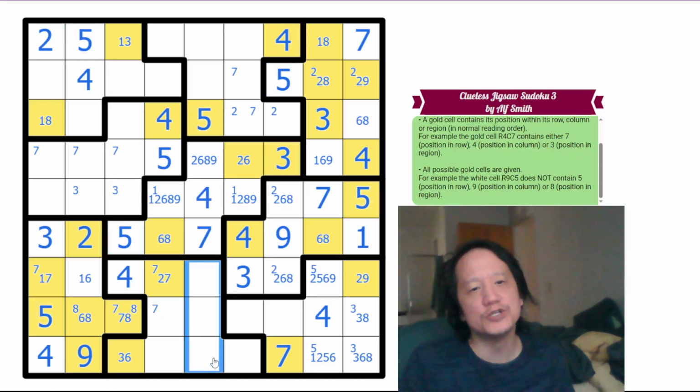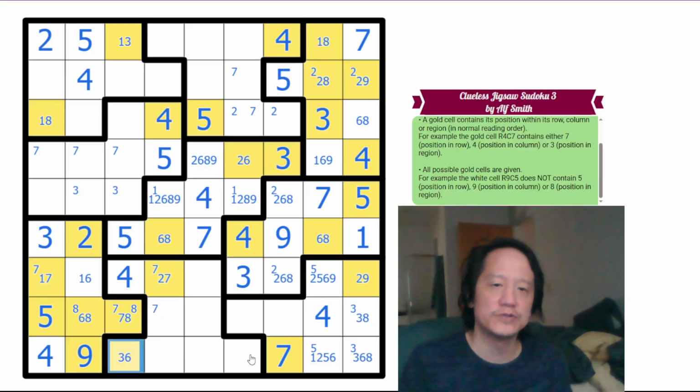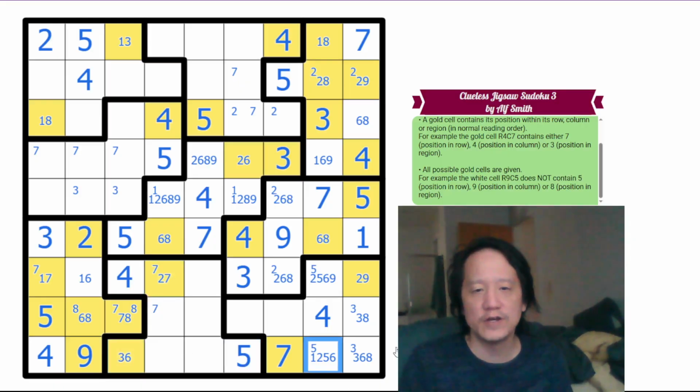Where's the 5 in region 8? Cannot be here, cannot be here because the 5's in the column. These don't match because of the gold cell, so it must be here. This 5 eliminates 5 in the rest of the row. Where's the 5 in column 8 now? It has to be here.